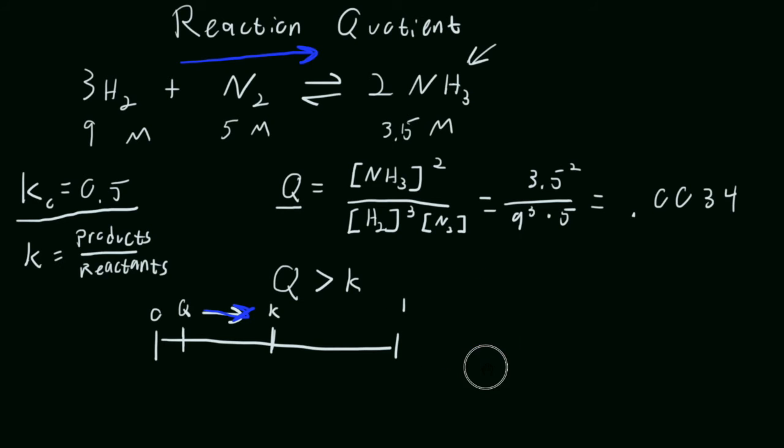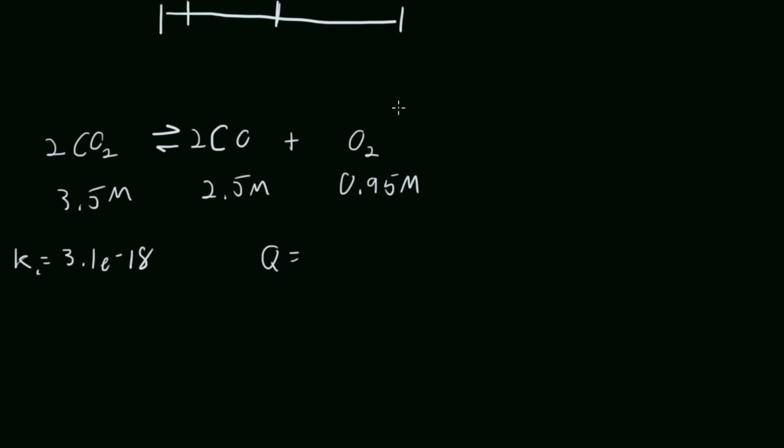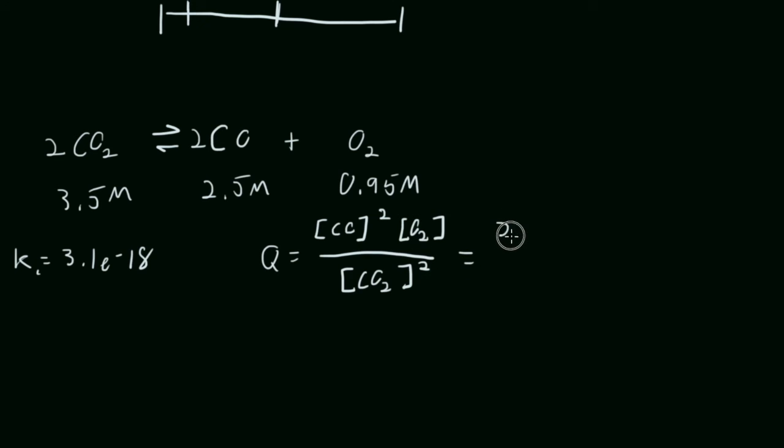So let's look at another one just to finalize that idea. We've got 2 CO2 making 2 CO and O2. We've got an equilibrium constant of 3.1 E negative 18. Now let's calculate our reaction quotient. That's going to be CO squared times the O2 divided by CO2 squared. That's going to get me 0.48.